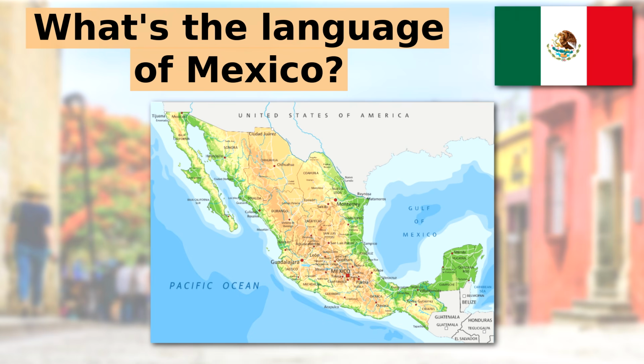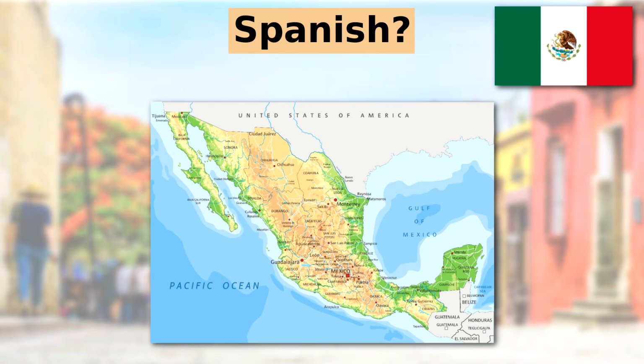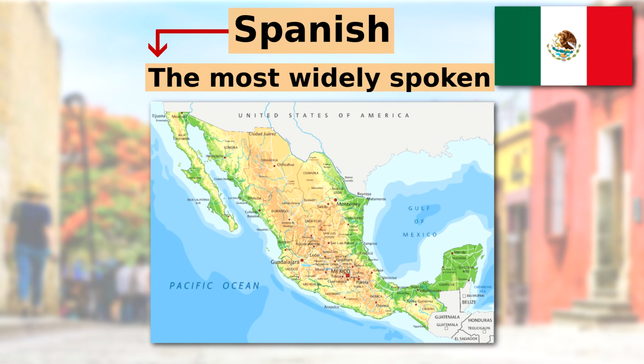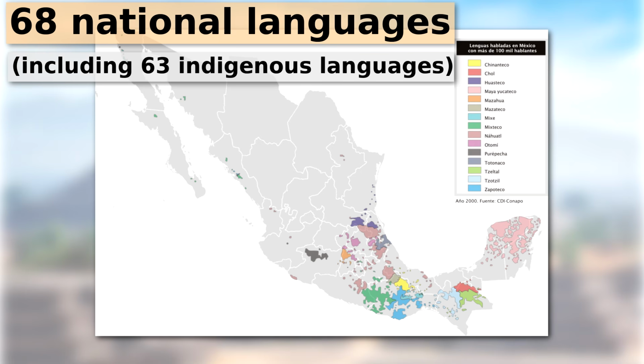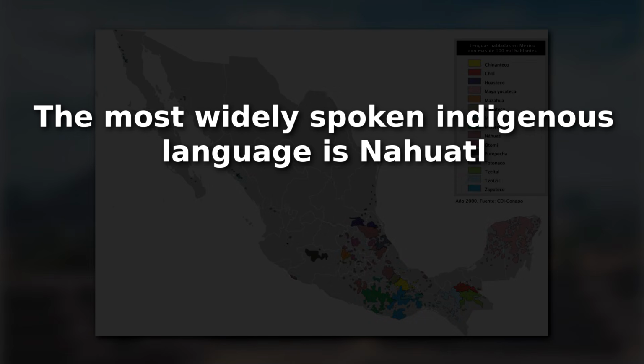If I asked you what the language of Mexico was, you would probably say Spanish, and you wouldn't be wrong, because Spanish is the most widely spoken language of Mexico, but it's not the only one. 68 national languages are recognized by the Mexican government, including 63 indigenous languages. The most widely spoken indigenous language is Náhuatl. I'll explain the consonant represented by TL in a minute.